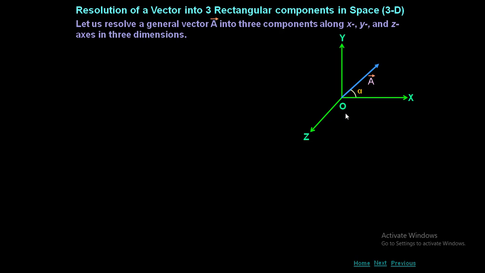Let alpha be the angle made by the vector with respect to x axis and beta be the angle made by the vector with respect to y axis, and gamma is the angle made by the vector with respect to z axis. Ax i cap is the component of vector along x axis. Ay into j cap is the component of vector A bar along y axis. Az into k cap is the component along z axis.